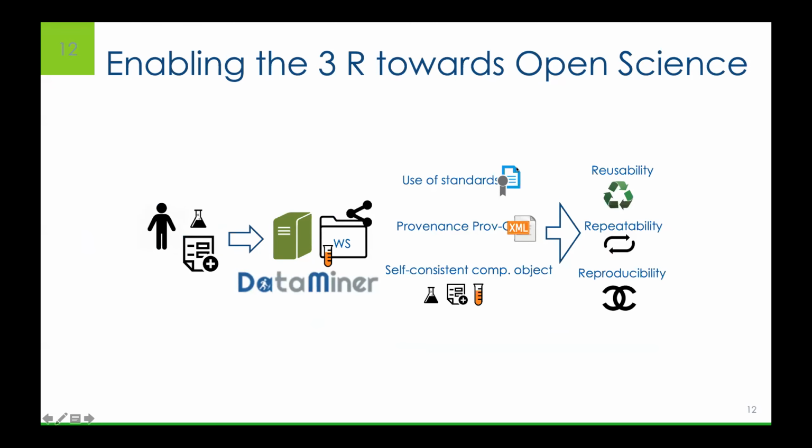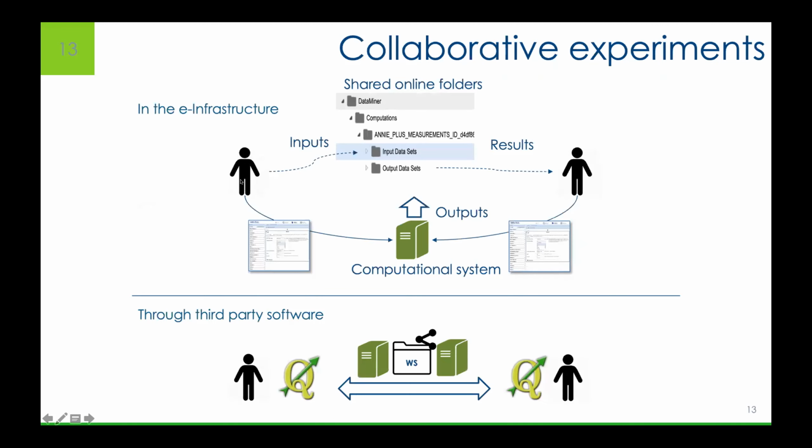By making use of the standard for process execution, by attaching provenance information to each execution, and by composing self-contained computation objects, in the sense that, as you saw, we save each computation in the workspace, we are enabling the repeatability, the reusability, and the reproducibility of the experiments that you run on the method engine. And what does this allow?